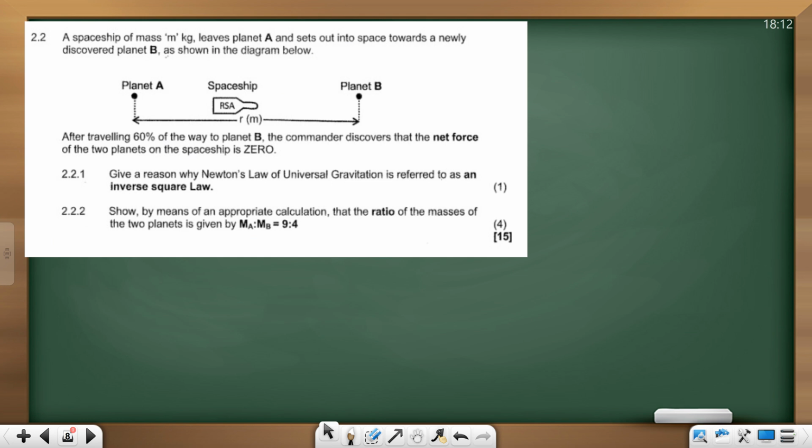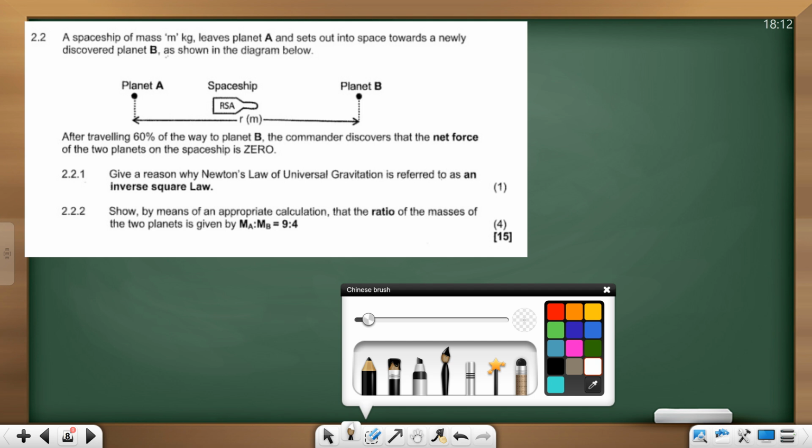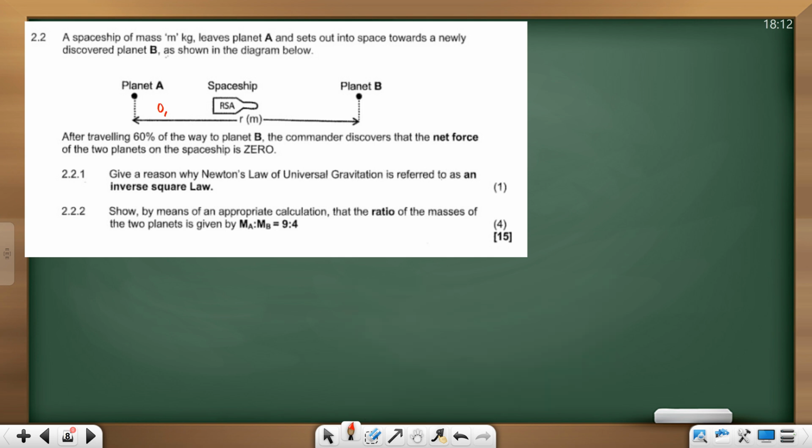A spaceship of mass m leaves planet A and sets out into space towards a newly discovered planet B, as shown in the diagram. After traveling 60% on the way to planet B, the commander discovers the net force of the two planets on the spaceship is 0. Same statement like the question we just did. This one is 60% of the way to planet B. So the total distance is r, and this is 0,6 r. I hope you got my 60% is 0,6 of the distance. And this distance, therefore, is 0,4 r.